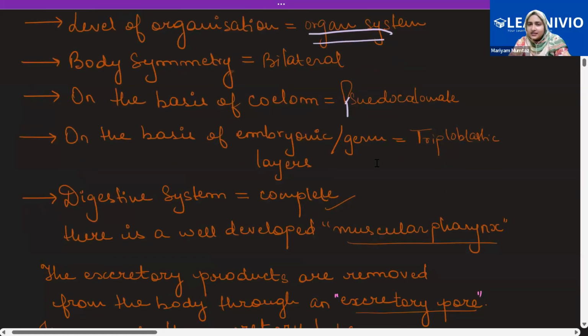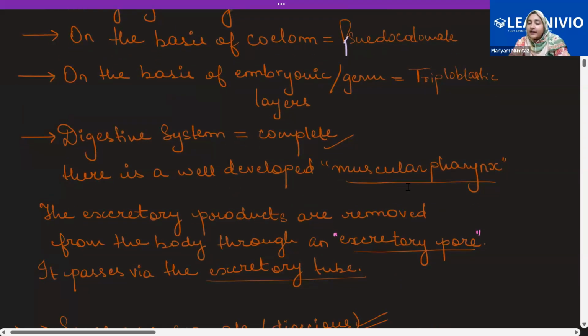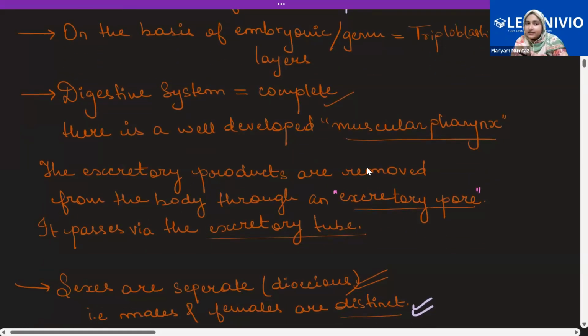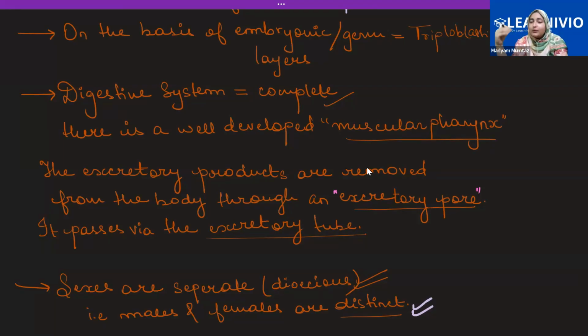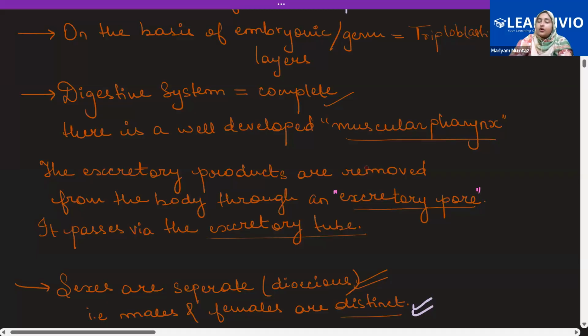Talking about their digestive system, they have a complete digestive system. There is a well-developed muscular pharynx. Complete means they have two separate openings, one for taking in food and one for defecation. The excretory products are removed from the body through an excretory pore, a hole-like structure. Clear? There is also a tube-like structure called the excretory tube.